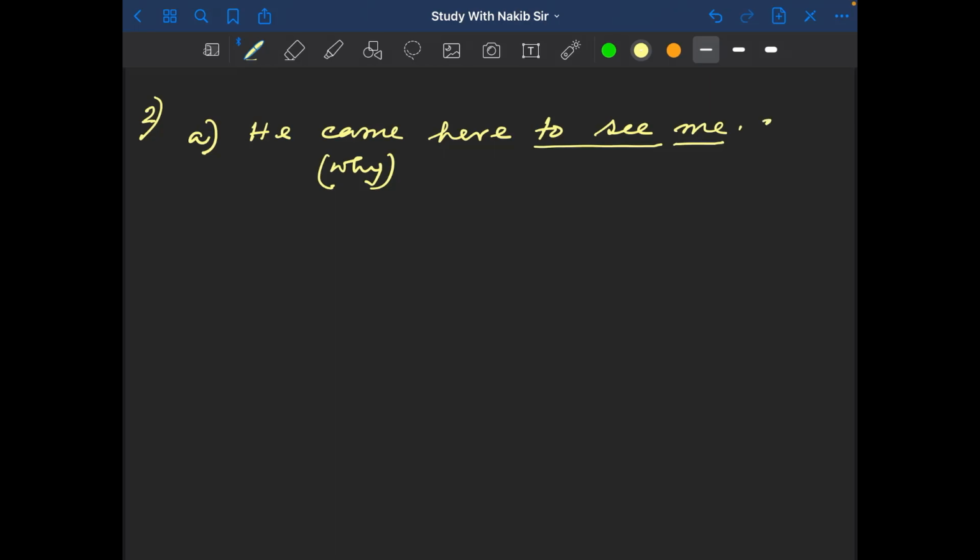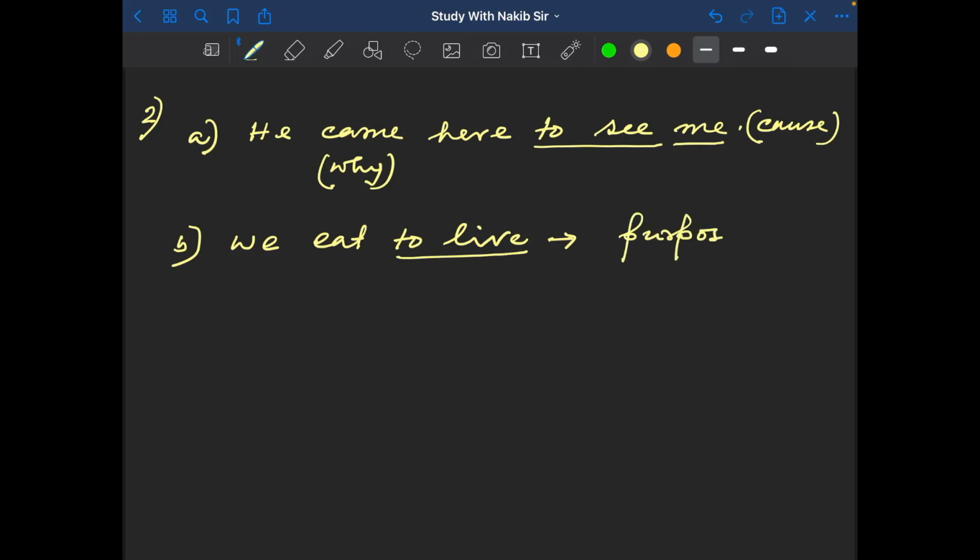So it is an adverb expressing the cause. An infinitive used in a sentence as an adverb. Number 2, we eat to live. Why? Why we eat? The answer is to live. It expresses the purpose. You may say cause also. It expresses the purpose. A gerundial infinitive used in a sentence as an adverb.